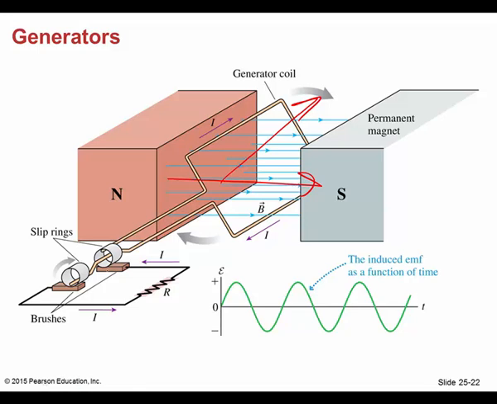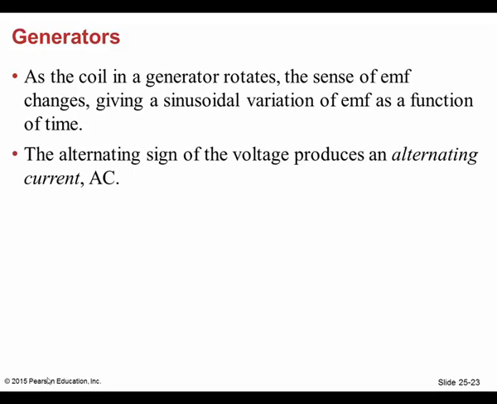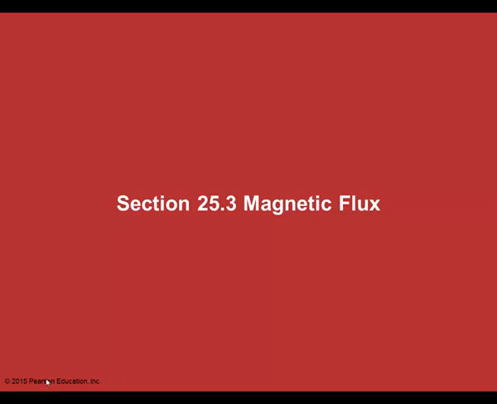Of course, there are the brushes. What are brushes? They're just pieces of carbon, graphite, and they touch these slip rings, and these slip rings are connected to the coil of wire, and we are able to move the current that way. And of course, as the wire turns, the signs change, and we get alternating current.